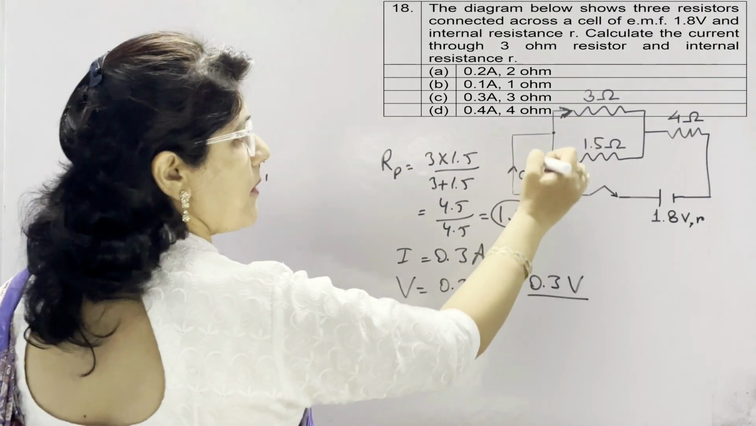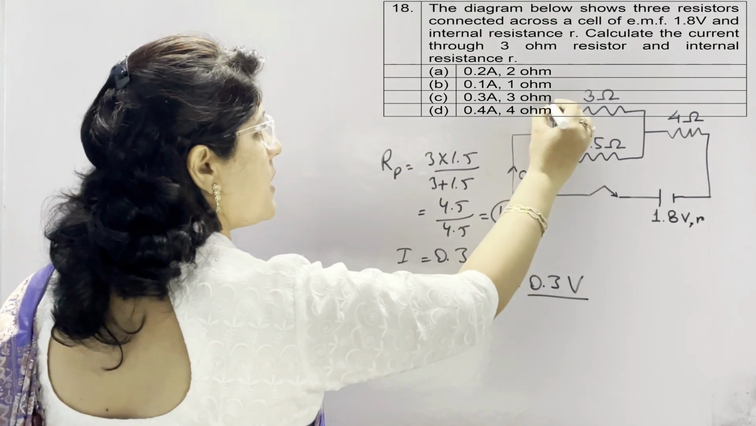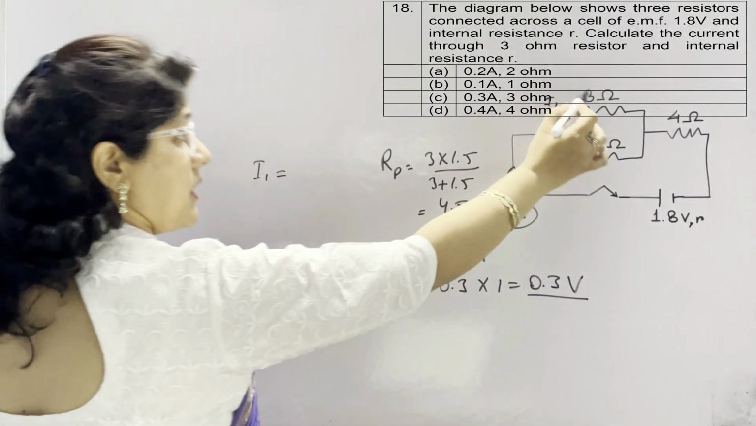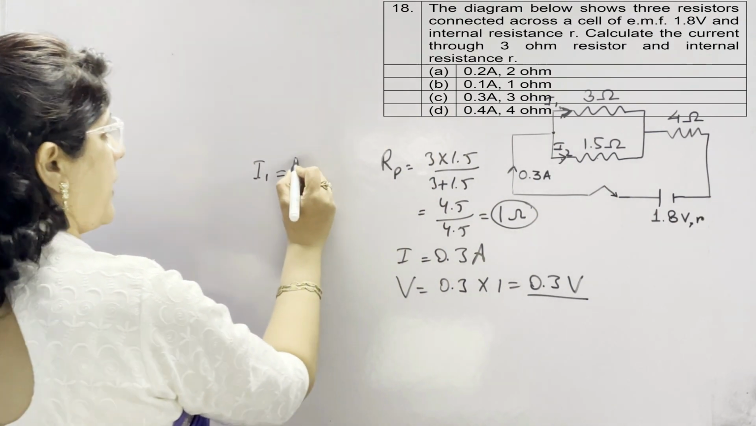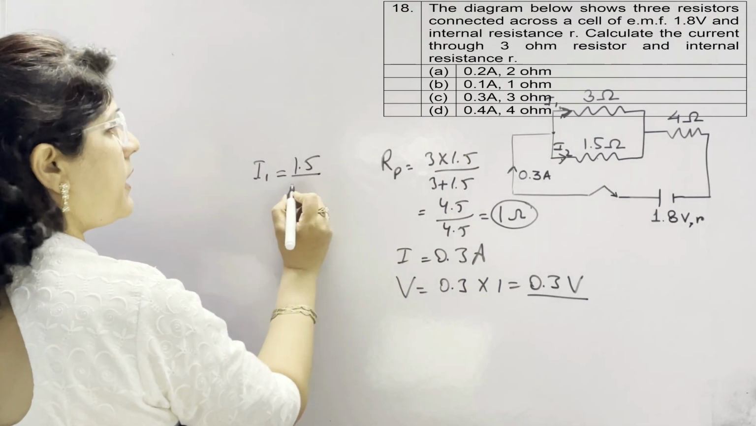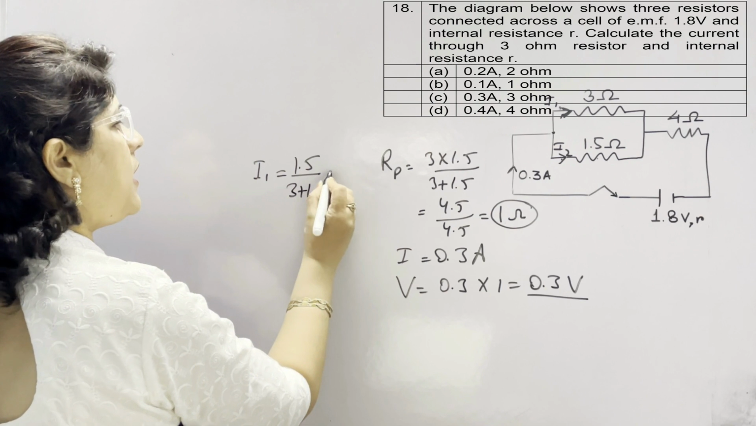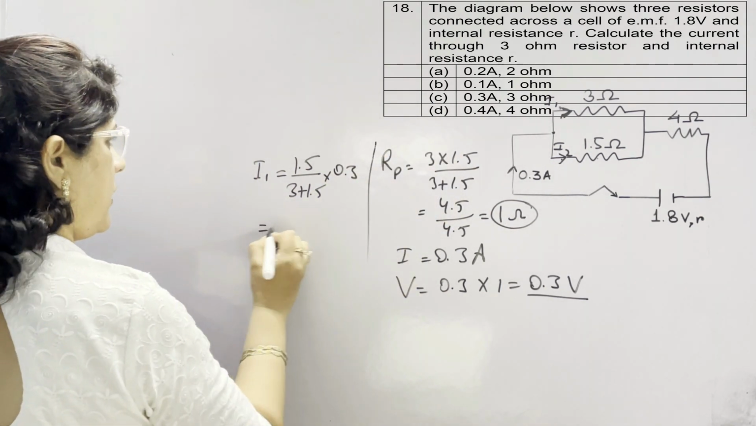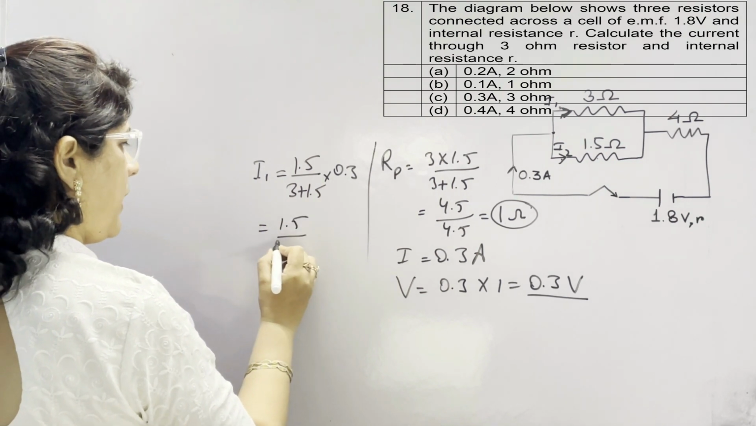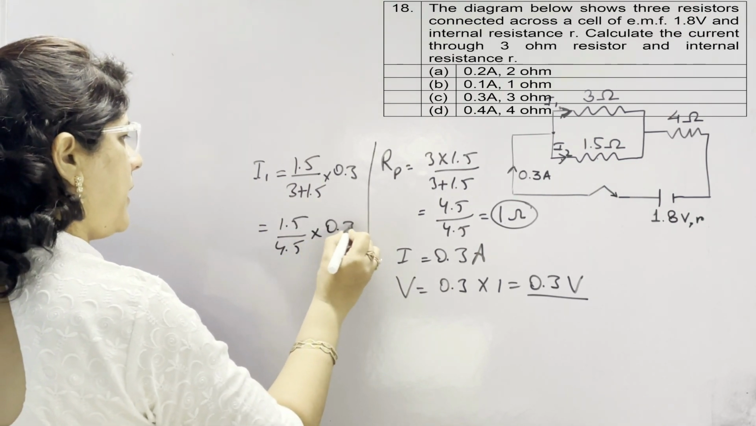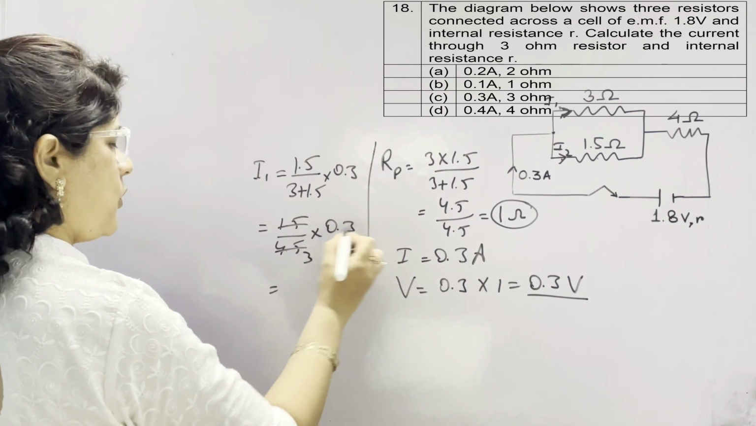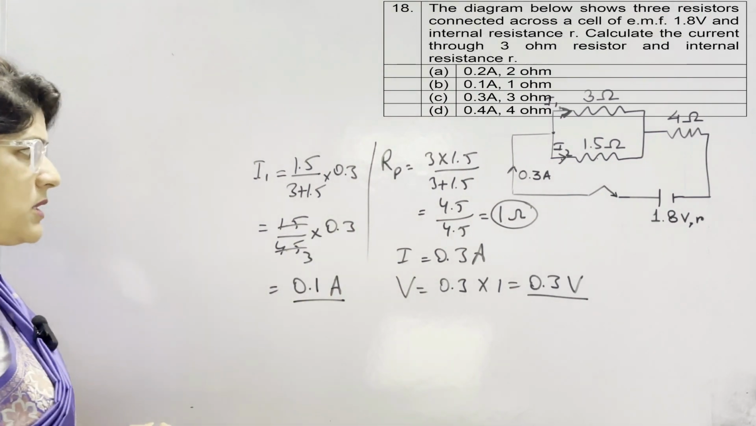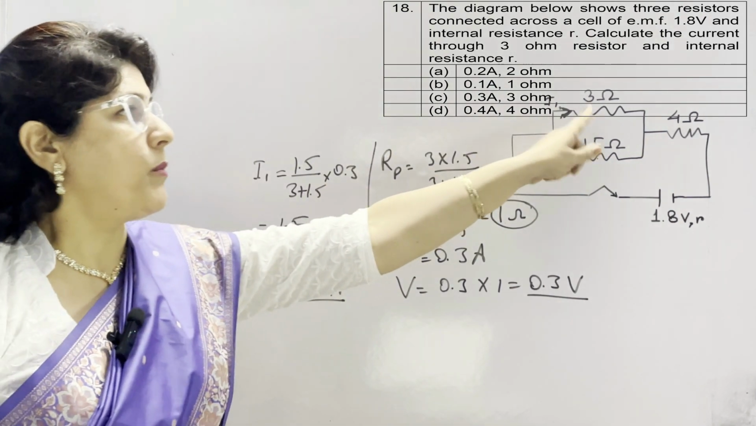Suppose this 0.3 ampere is the total current divided into two branches, I1 and I2. So I1 is equal to 3 ohm में निकालना है तो दूसरा रेजिस्टर लेना है, 1.5 ओम न्यूमरेटर में, डिनोमिनेटर में दोनों को प्लस करना है, मल्टीप्लाई बाय टोटल करंट कितना आ रहा है 0.3 एम्पियर आ रहा है. 1.5 divided by 4.5 multiply by 0.3. 0.3 divided by 3, it means 0.1 ampere is the current through this 3 ohm resistor.